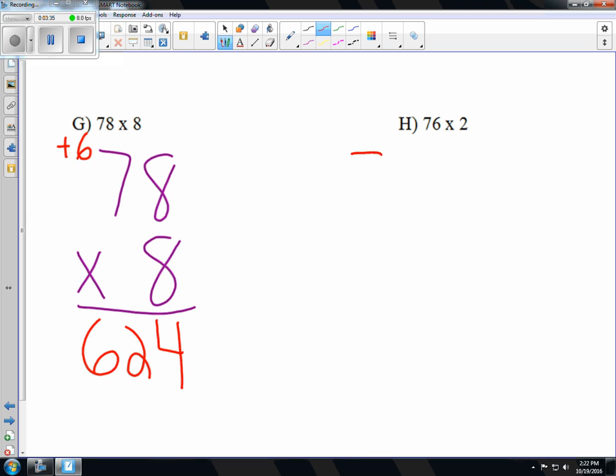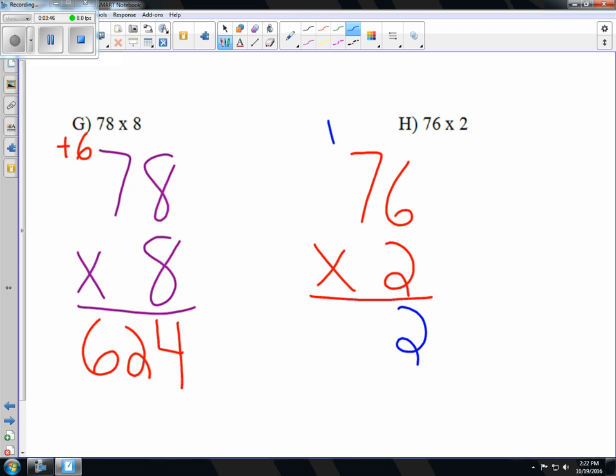Over here, we're going to try another one again. And in this case, once again, we're not going to circle. We're going to try to do it without doing that. We have 6 times 2 is 12, and we carry the 1. And then we have 2 times 7 is 14, plus 1 is 15, and we end up with 152.